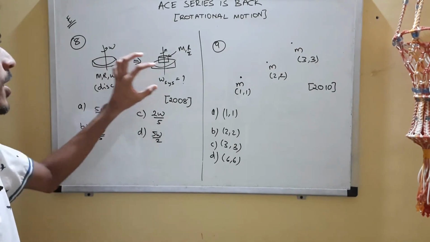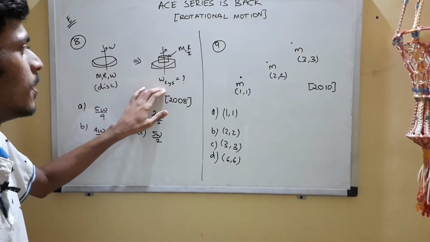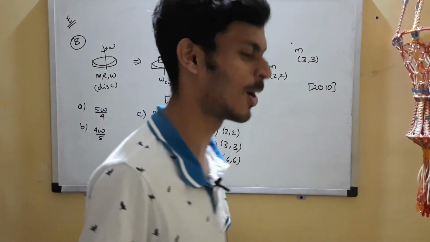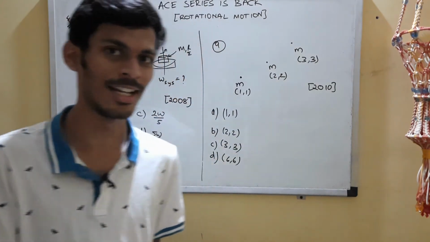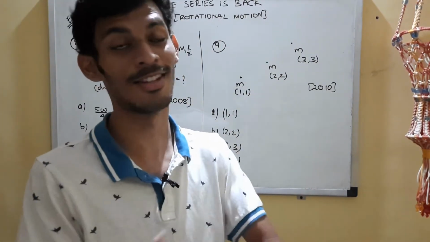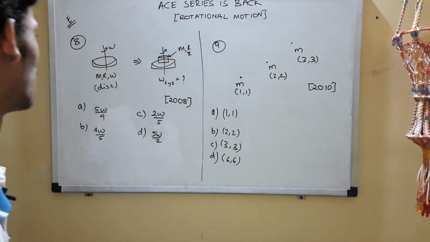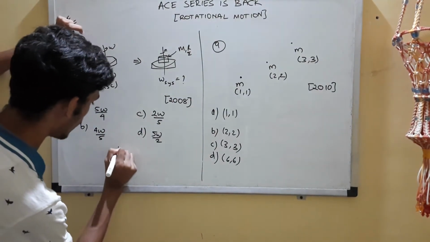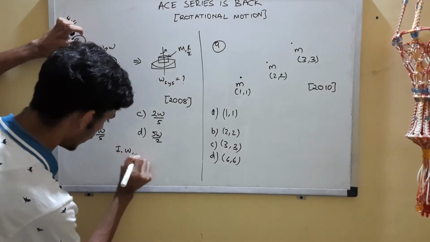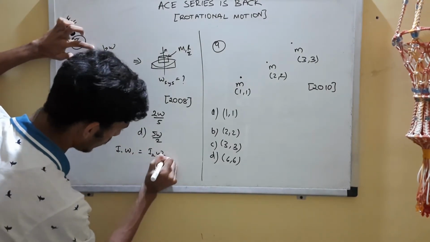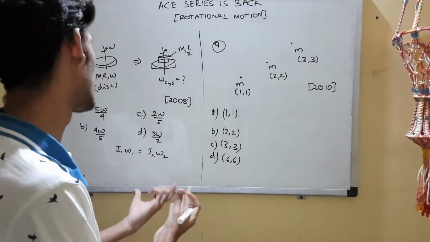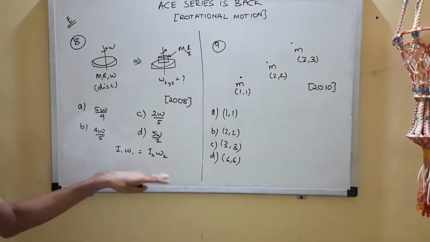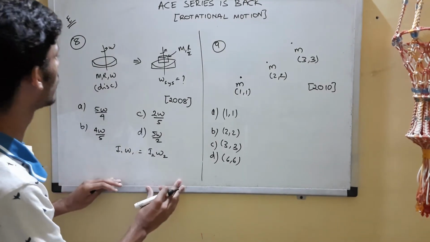Now you have a system. You are supposed to tell what will be the omega of this system. Now you know where this is going, right? There is no external torque. So it is conservation of angular momentum. Basically you have to use the formula I1 omega 1 equals I2 omega 2. Conservation of angular momentum is more subtle than this, but this will do for now. So I1 omega 1 equals I2 omega 2. This is conservation of angular momentum.